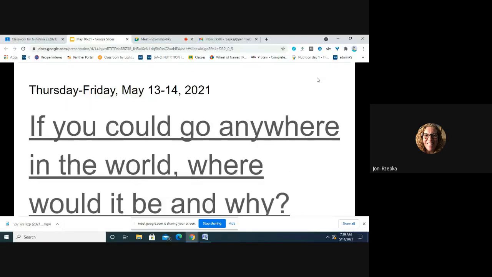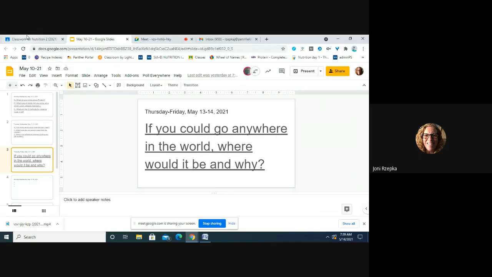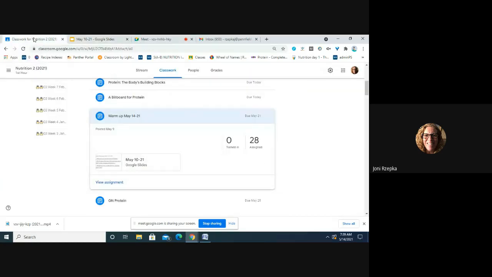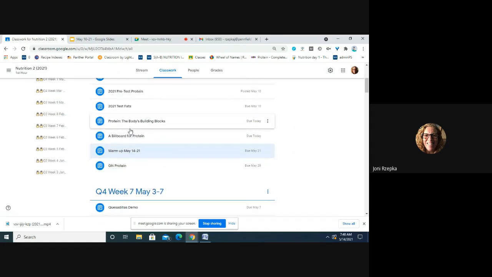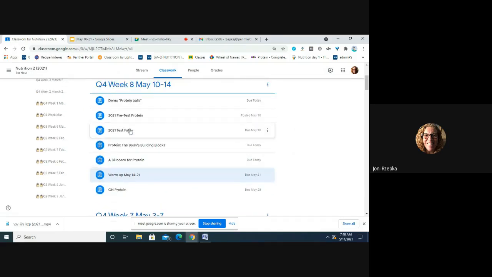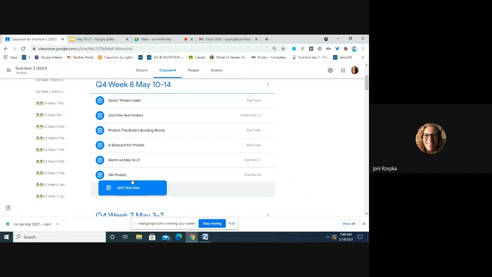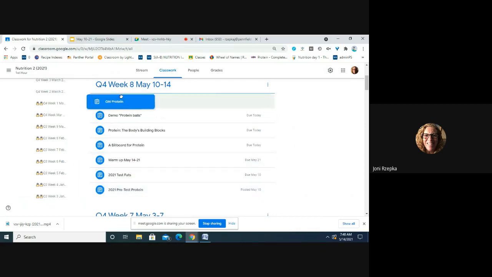Okay. Well, last time we were together, we took a test, and today we have a couple things. We are starting a new unit on protein. So we have our guided notes for protein, which I'm pulling up to the head of the list here. So we have the guided notes to do today.